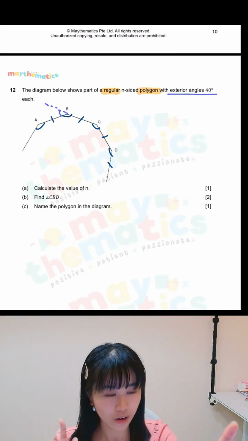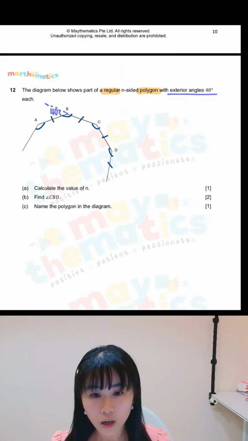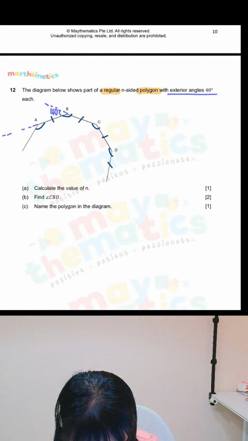Okay, Aiden, very good. You say it adds up to 180, right? So the exterior angle is 40. So your exterior angles will all be 40.